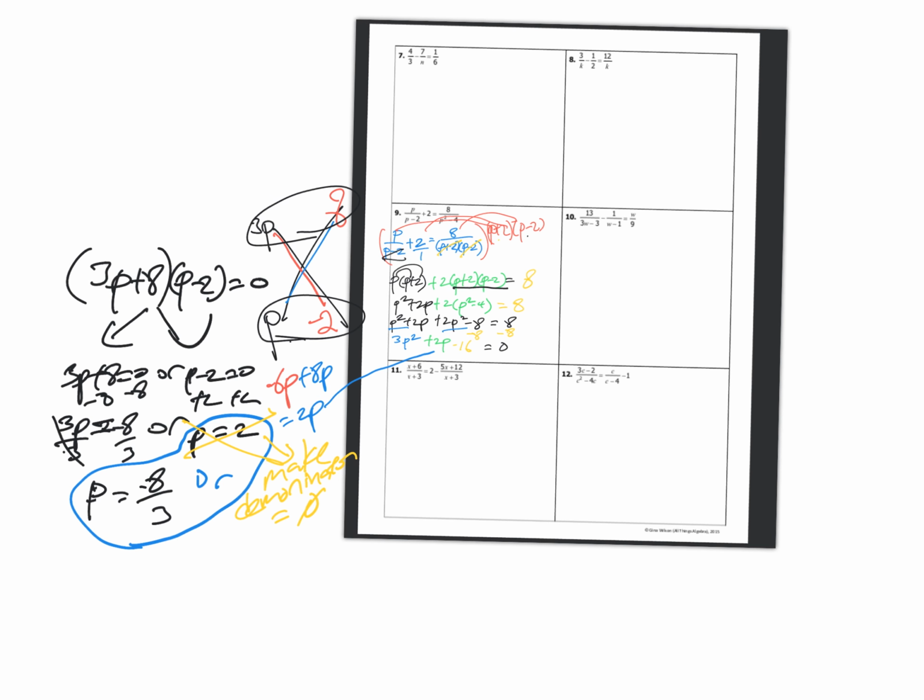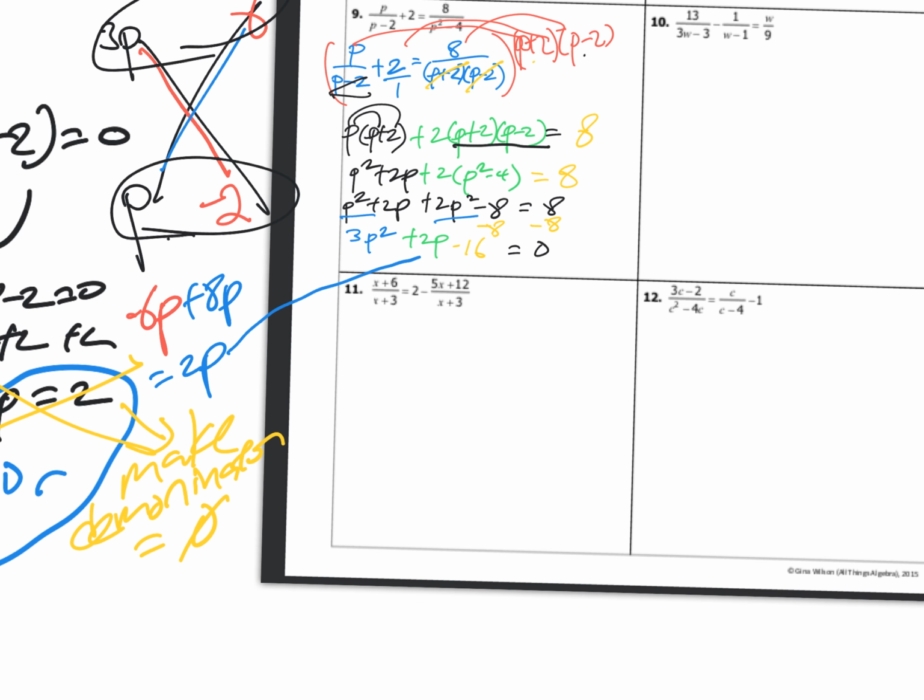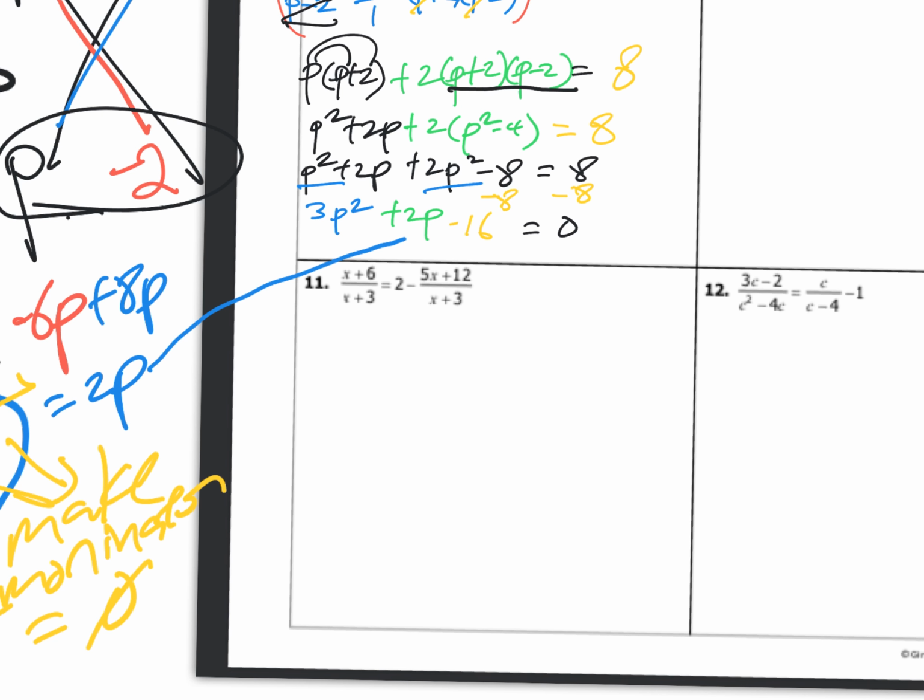Right now, I will ask you to pause and attempt number 11. Pause and attempt number 11. When you're ready, restart. We can go over this together. All right, go ahead. All right, we're back. So looking at number 11 here.